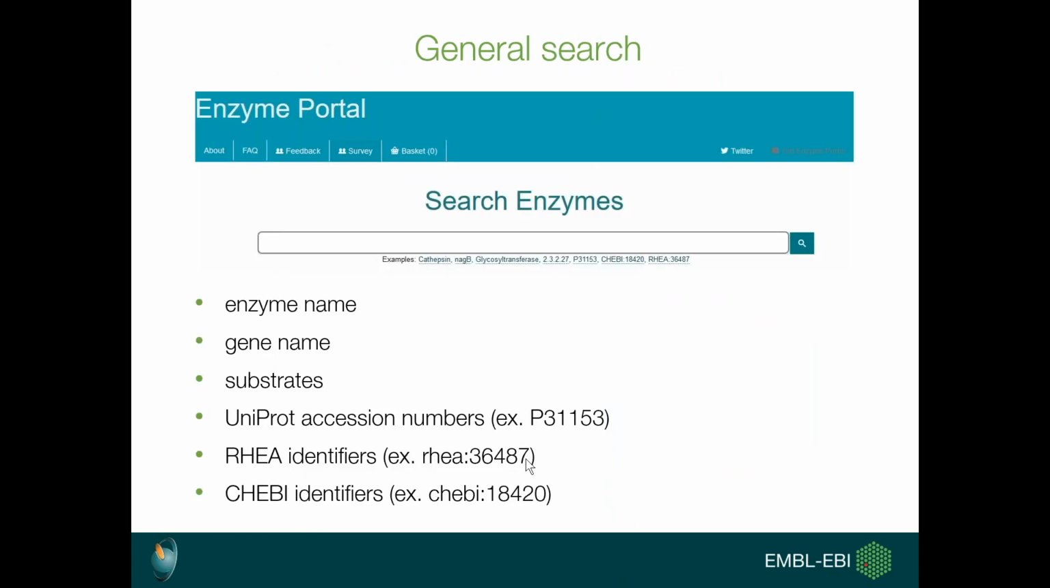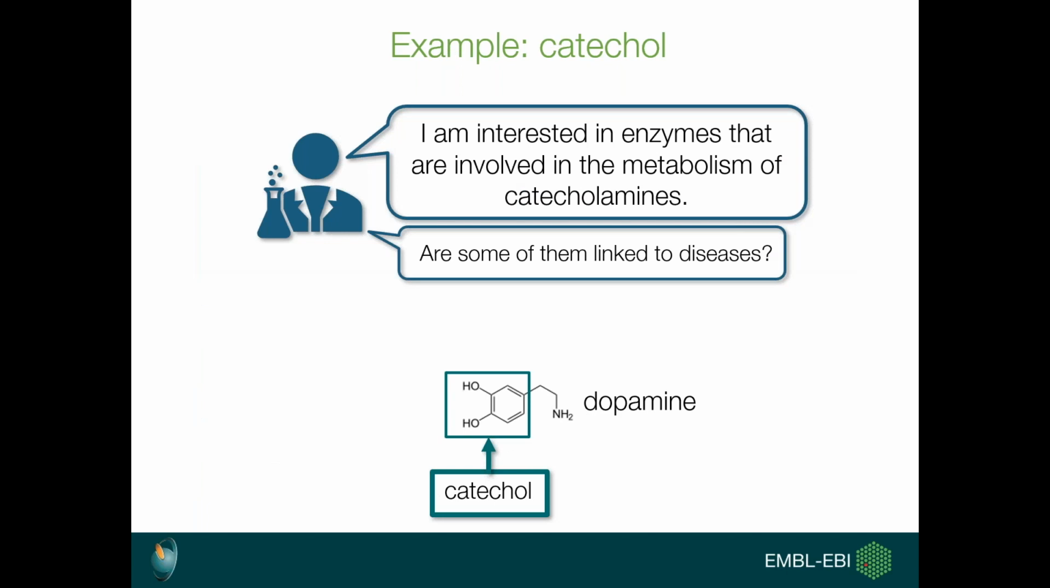Let's just start with the general search box at the top. Here you can query the portal using keywords such as enzyme name, gene name, or substrate. And for those of you who are familiar with them, you can also use UniProt accession numbers or ChEBI or Rhea identifiers for compound and reaction. Below the search box, we have provided some example of what type of search you can perform. To show how this works, let me use an example.